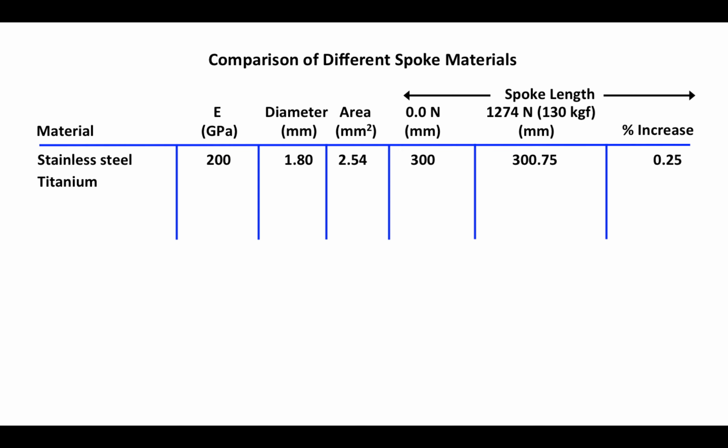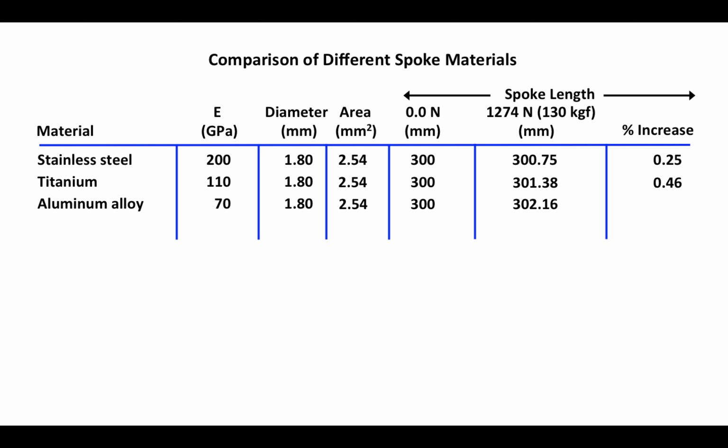Let's now look at titanium, sometimes used as a spoke material. It has a lower modulus of elasticity. There's my same dimension, the same area, starting with 300 millimeters. It's going to increase to 301.38, which is a decimal 0.46% increase in its length. Here's aluminum alloy, modulus of 70, same dimensions again, starting 300 millimeters and stretching that one to 302.16 when it's fully tensioned, which is a 0.72% increase in its length.